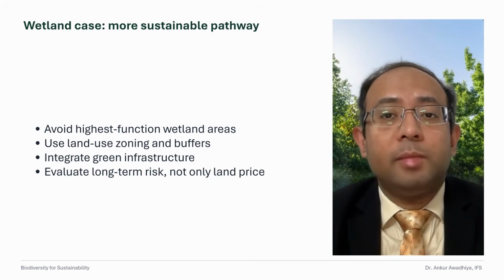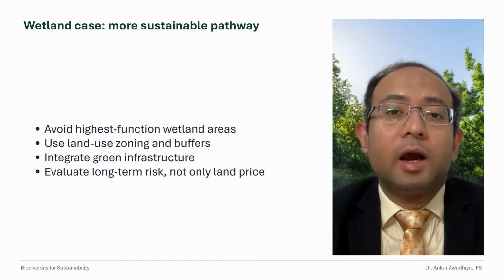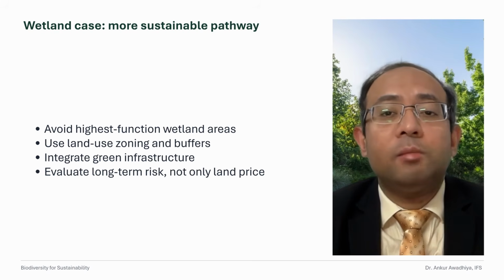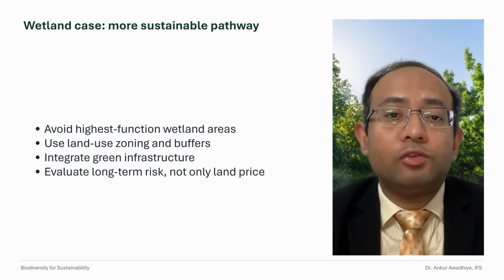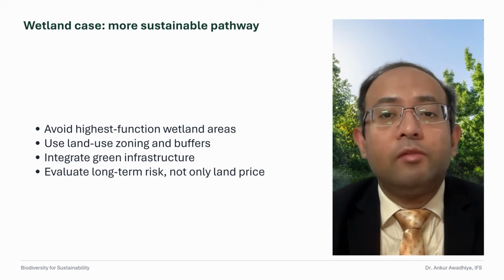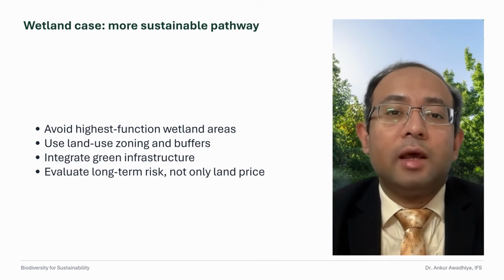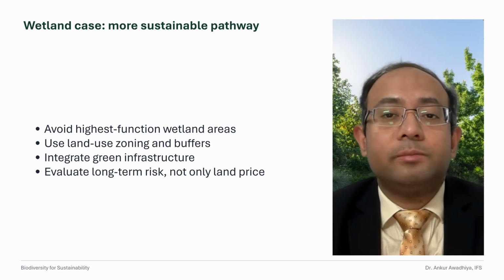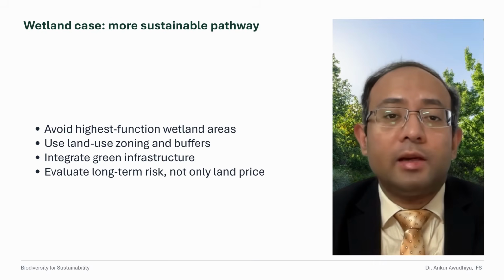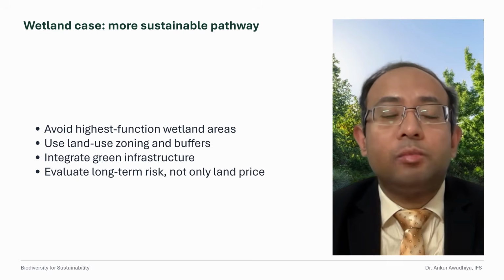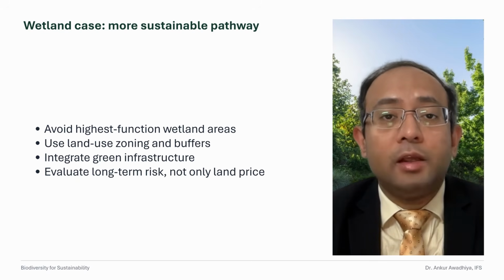A more sustainable pathway would involve avoiding the highest function wetland areas during the planning stage itself, using zoning and protective buffers, integrating green infrastructure into city design, and evaluating long-term risk rather than only the current land price. Urban development works better when it is designed around the hydrological reality of the area. Attempting to erase that reality and pay the cost later is both economically expensive and ecologically damaging.